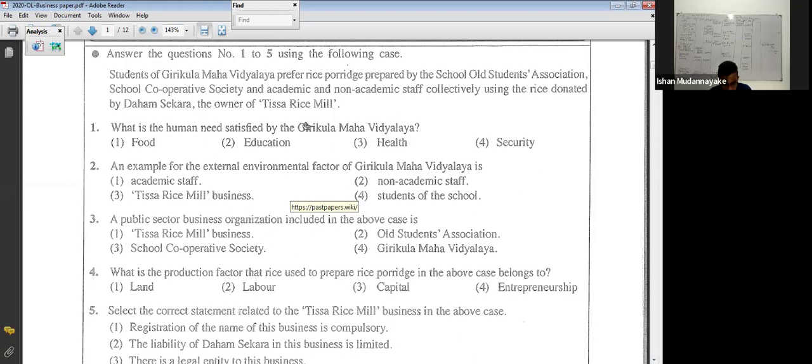Students of Girukula Mahavidyalaya prefer rice porridge prepared by the school or students association, school cooperative society, and academic and non-academic staff collectively, using the rice donated by Daham Sekara, the owner of Tisa rice mill.